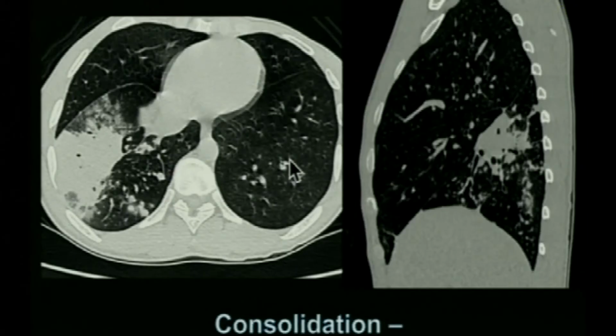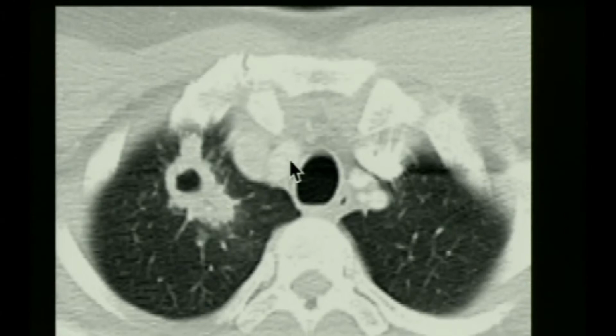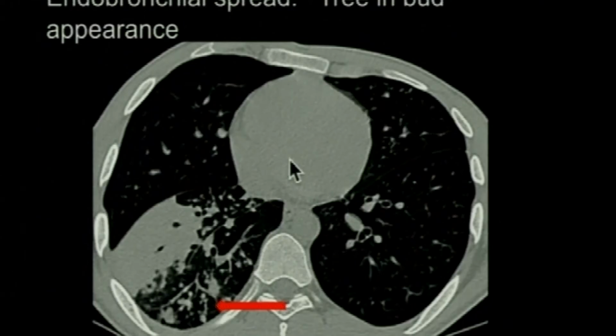In secondary TB, you get consolidation, which usually involves the apical segment of the upper lobe or the superior segment of the lower lobe, and the second finding you can see is cavitation. Here is a typical lobar consolidation in the superior segment of the lower lobe. This is the typical apical involvement, a cavitatory lesion in the right upper lobe.